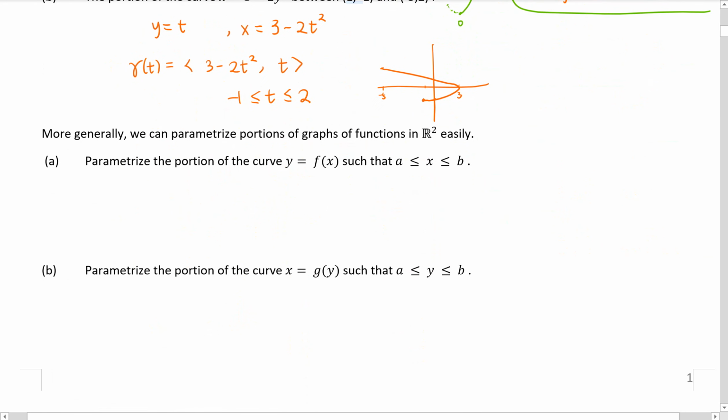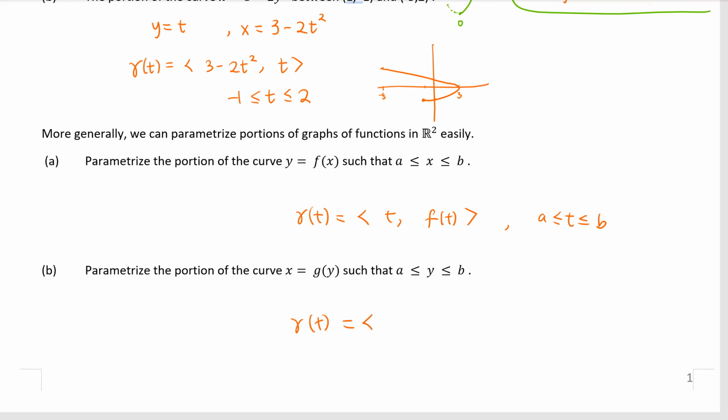Yeah, so here more generally, we can parameterize portions of the graphs of functions in R2 easily. Just like I said above, r of t: we let x be t, then y is f of t, where t goes between a and b. Then here, we can let y be t, and then x is g of t, where t also goes from a to b. So far so good, everybody? Okay, let's continue.